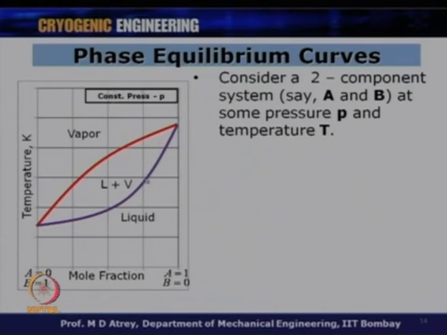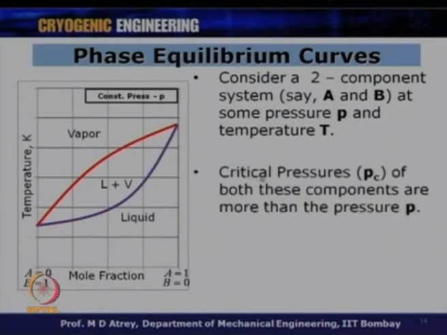We will go into the details of this diagram, but what you can understand here is A is equal to 0 and A is equal to 1. That means, in this direction A increases and in the opposite direction B decreases. So, consider a 2 component system A and B at some pressure P for which this diagram has been drawn, and temperature T. The critical pressure Pc of both these components are more than the pressure P.